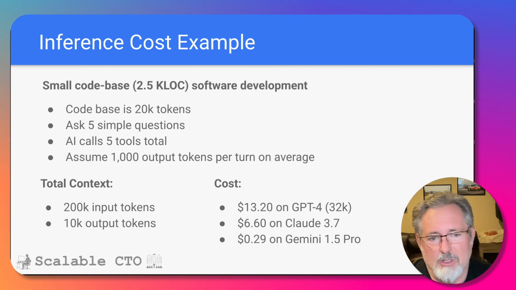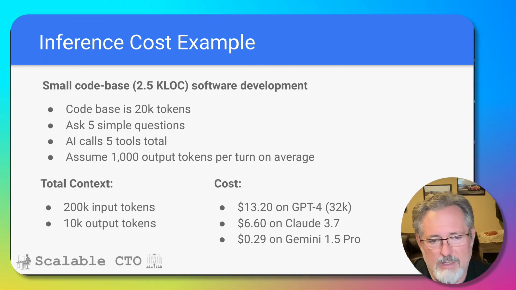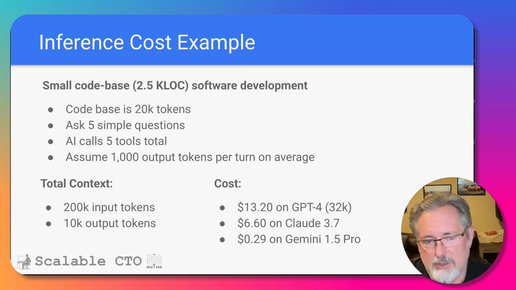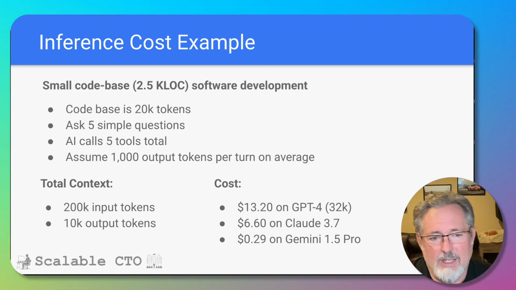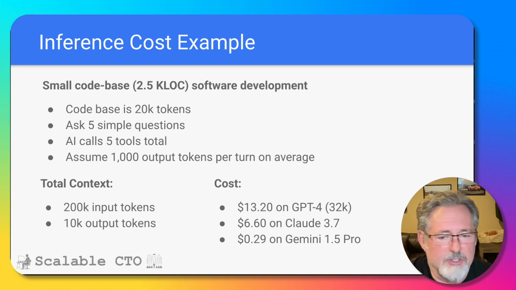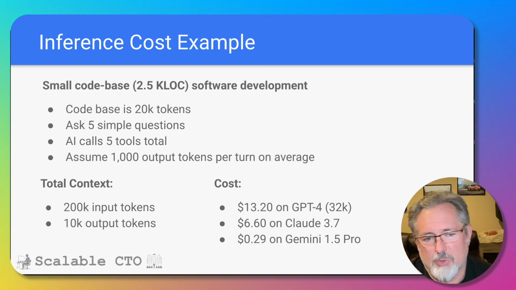Let's say you have a small code base, 2,500 lines of code. So it's about 20,000 tokens for the whole code base. And let's say you had an app that sent the whole code base over every time you ask it a question. And you ask it 5 simple questions. And in each of those questions, the AI responds with one tool call. So it'll need to look at some file on the local system, or maybe try some build operation, or look at error output or something like that. So let's assume you ask it 5 questions. It asks you to run 5 tools in those 5 questions, and about 1,000 output tokens per turn on average.